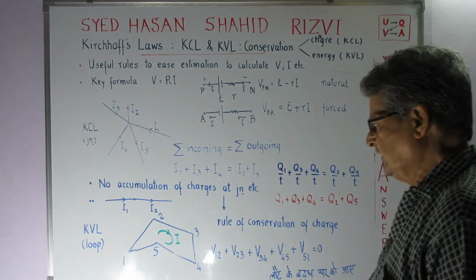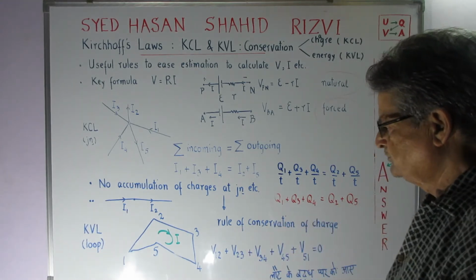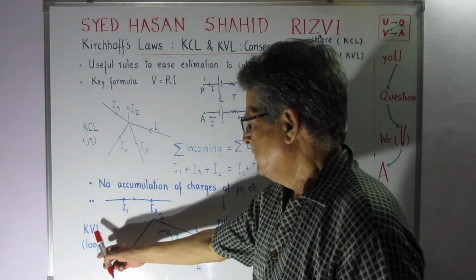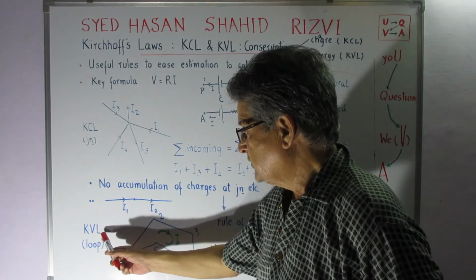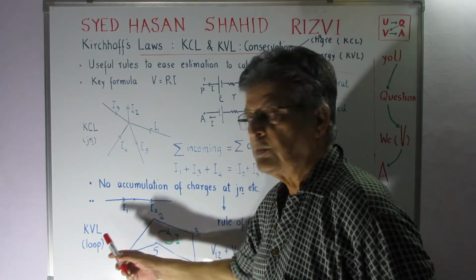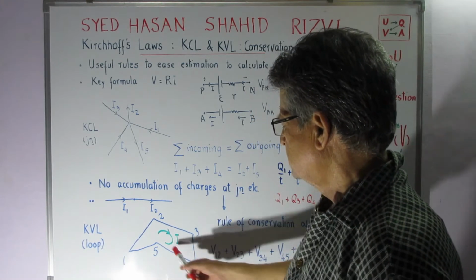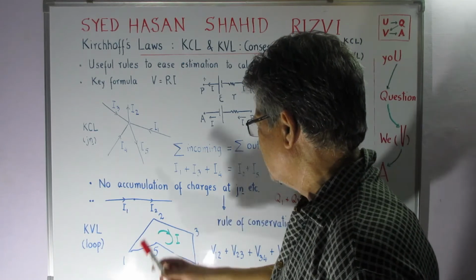So this is basically a rule of conservation of charge. Now let us take KVL. This is called Kirchhoff's voltage law and also the loop law. I'm just taking a loop. I'm not putting any resistances, cells, etc.